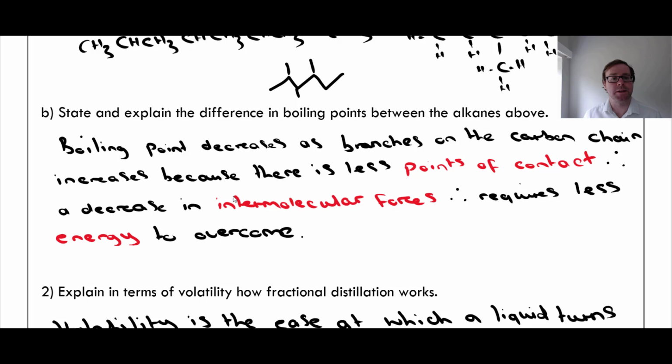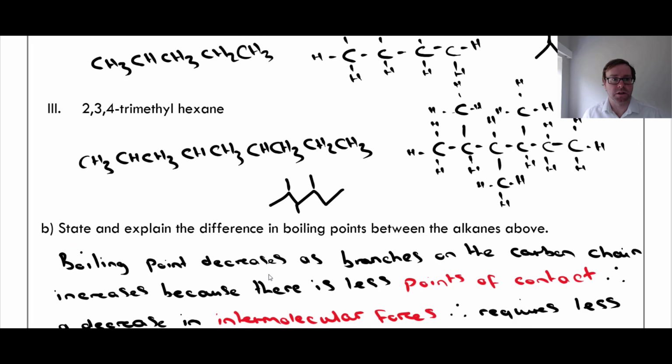So, state and explain the difference in boiling points between the alkanes above. Okay, in general, it wasn't a very well worded question. The idea was that as we increase the branch chain, the boiling points will decrease. So I've written that boiling point decreases as branches on the carbon chain increase because there are fewer points of contact, therefore a decrease in intermolecular forces, therefore it requires less energy to overcome.